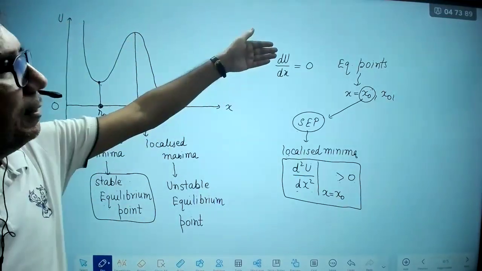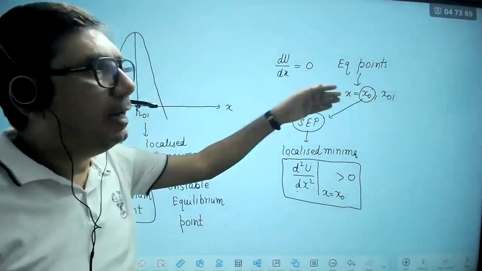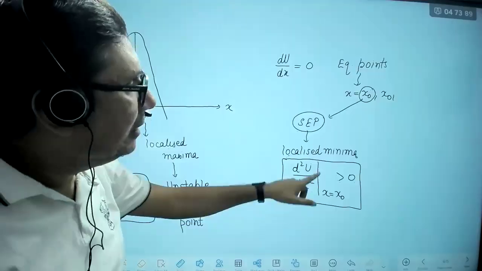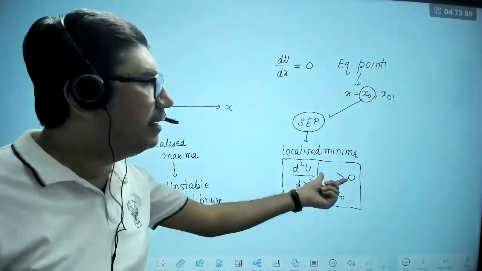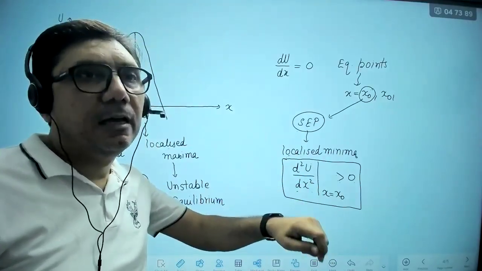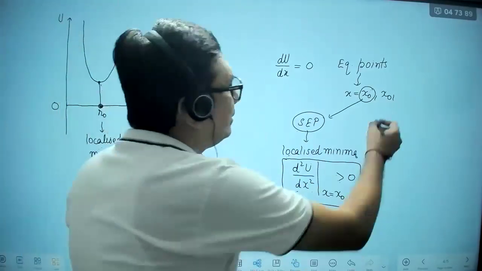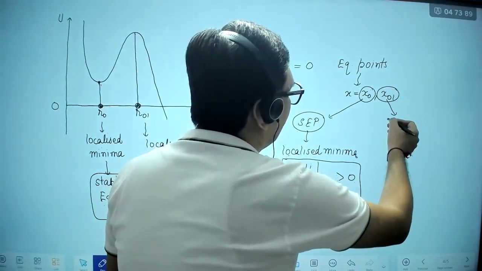From here, by setting du by dx equal to 0, you can find the equilibrium points. And if you find the second derivative, then the equilibrium point at which the second derivative is positive will be the condition of localized minima. And we call that point a stable equilibrium point. And this x0 1, we are calling it an unstable equilibrium point.